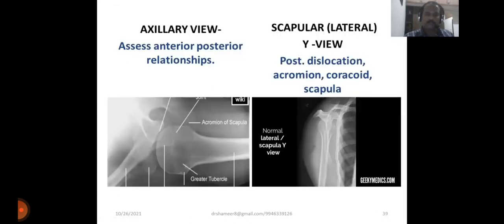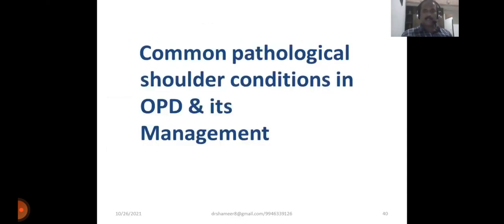And axillary view. It assesses the anteroposterior relationship, and the scapular view for the posterior dislocation. But in our practice, the AP shoulder is enough for diagnosing a posterior dislocation and anterior dislocation. So I will show the X-ray later.